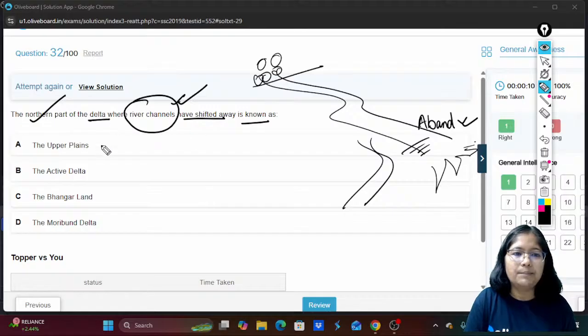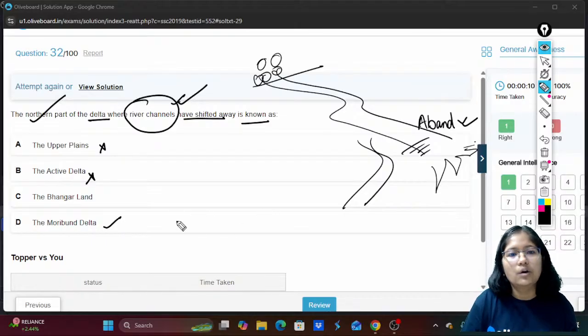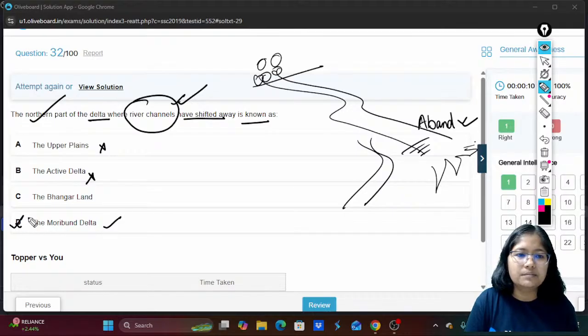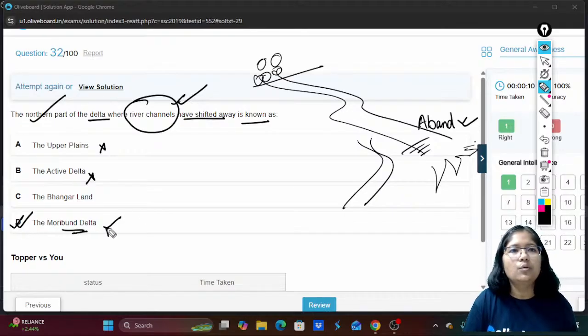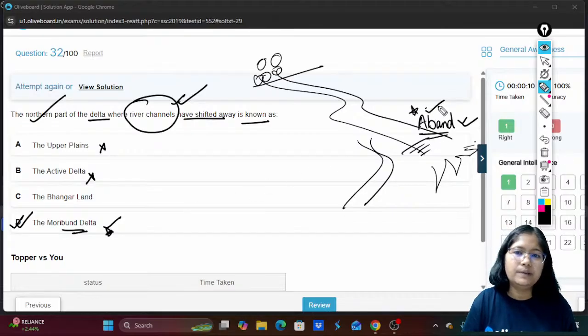So it is the upper plain. It is not active delta, it is abandoned delta. It is Bhangar land, or it is moribund delta. In the case of the Ganga Yamuna river system, we also refer to it as the moribund delta. If you don't find moribund delta in the options, then you can go for abandoned delta. This is the common name, which is also known as moribund delta.